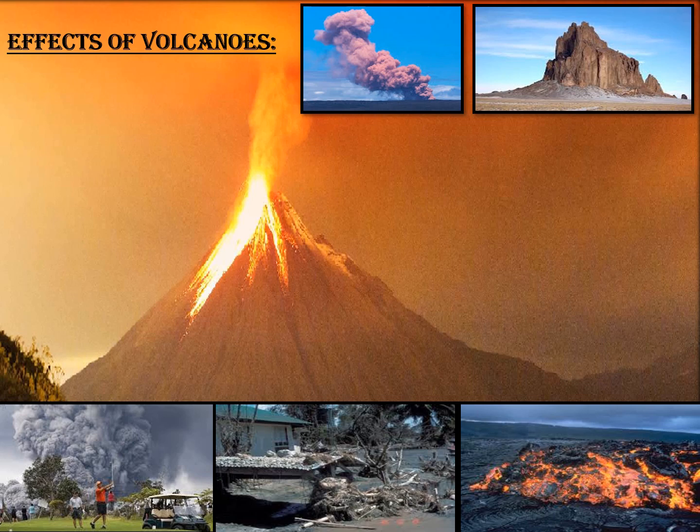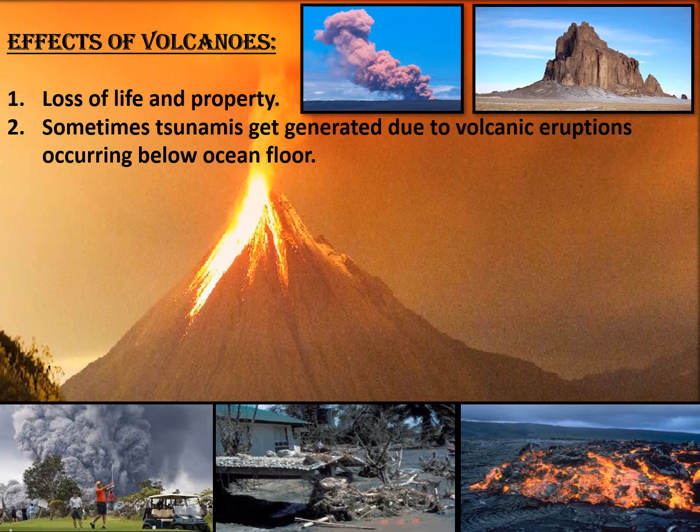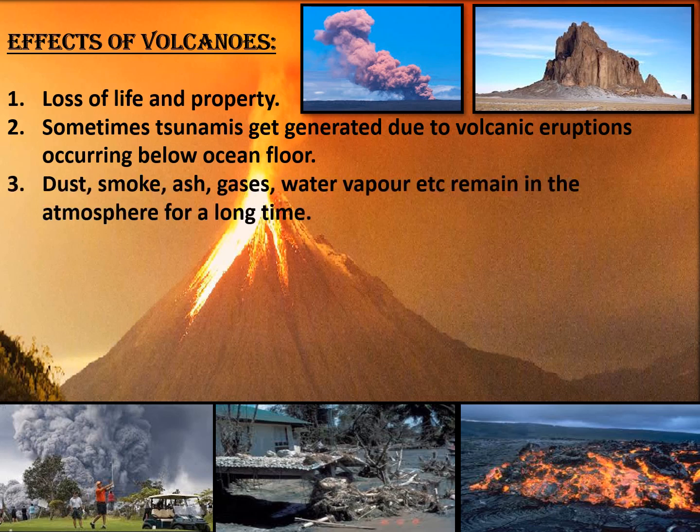The effects of volcanic eruptions are disastrous. Some of them are as follows. Volcanic eruptions lead to massive loss of life and property. Sometimes tsunamis get generated due to volcanic eruptions that occur below the ocean. Dust, smoke, ash, gases, water vapor, etc. remain in the atmosphere for a long time. This may create imbalance in the environment.